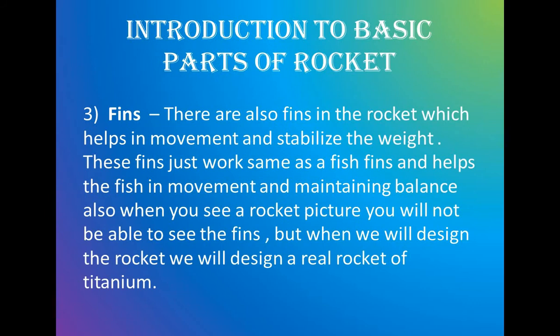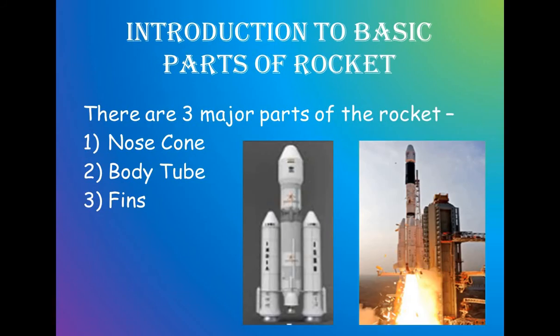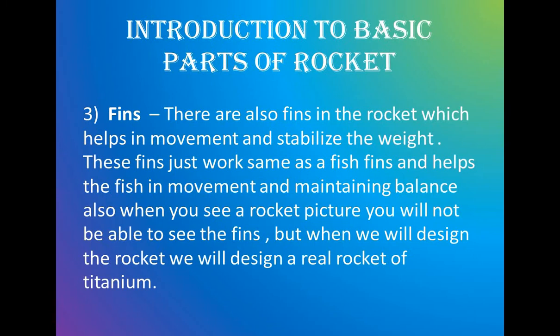Now fins. As you have seen, this rocket is streamlined, because in a streamlined body the nose cone is in a bullet shape, then the whole body is flat, then these fins are there. We will take the example of a fish. These fins are used for movement and stabilizing the weight. Like a fish moves with fins, rockets have specific fins, and they help in movement and stabilize the weight of the rocket.